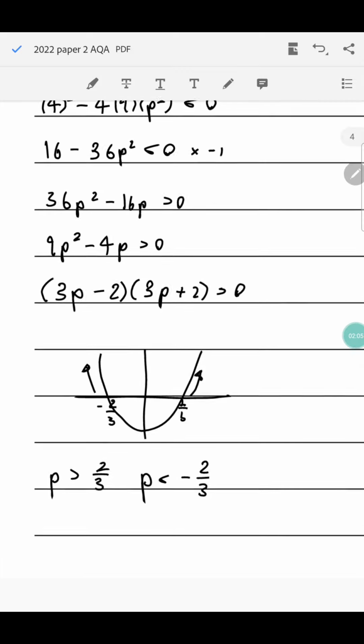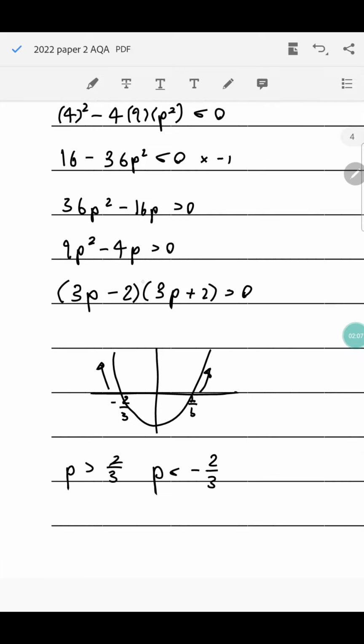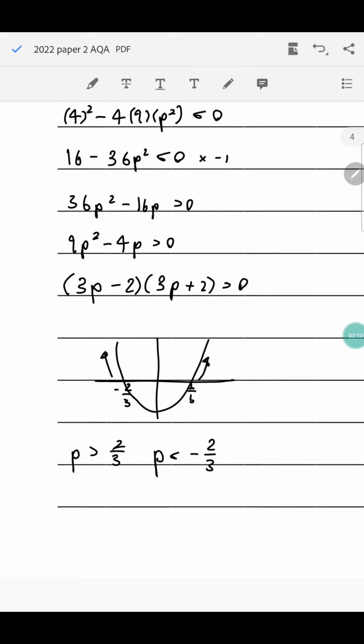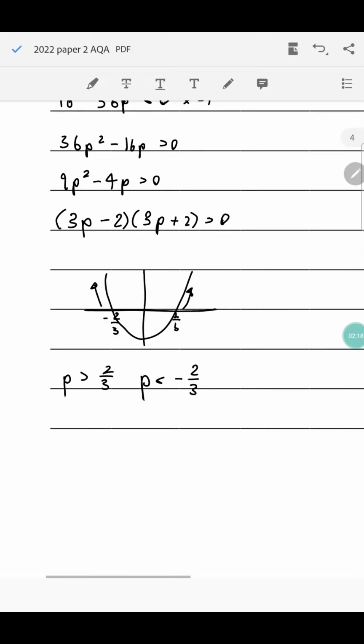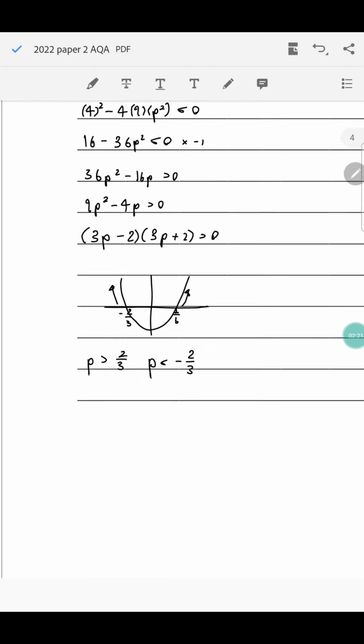And then we can simplify it into two brackets, which is 3p minus 2 and 3p plus 2 is greater than 0. And then we look at the graph where it's above, which is where p is greater than 2 over 3 and p is less than minus 2 over 3.